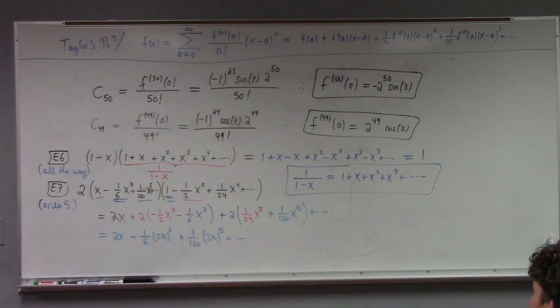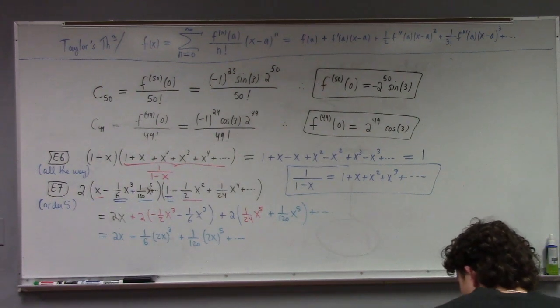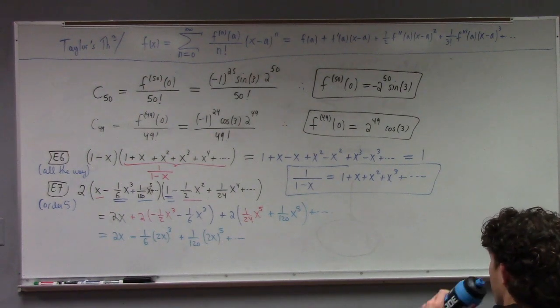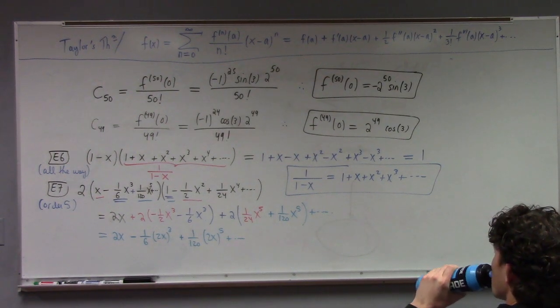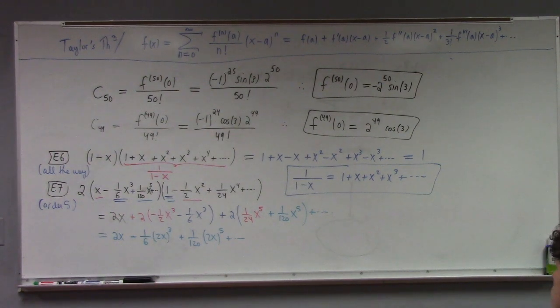1/24 is 5 120ths, so 5 plus 1 is 6 120ths, 6 times 2 is 12 120ths. But then, did I miss something? Did I miss a term? Oh, my bad. Thank you. I was like, this does not quite work.